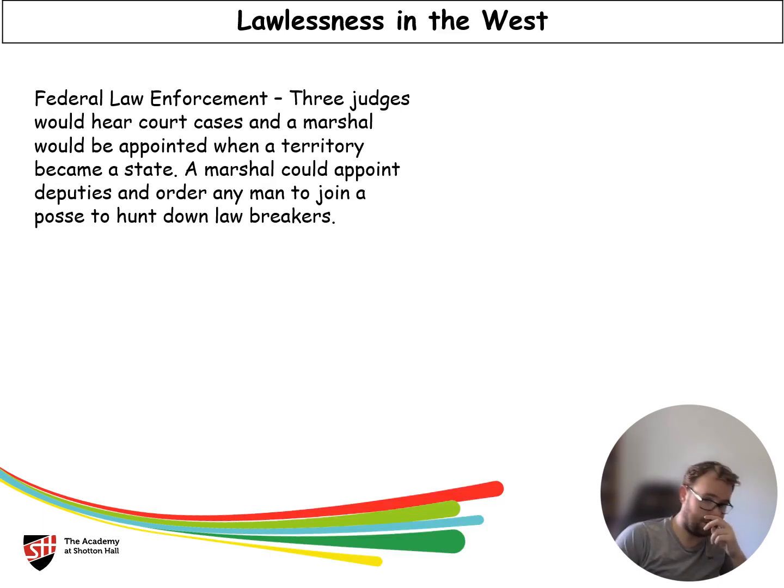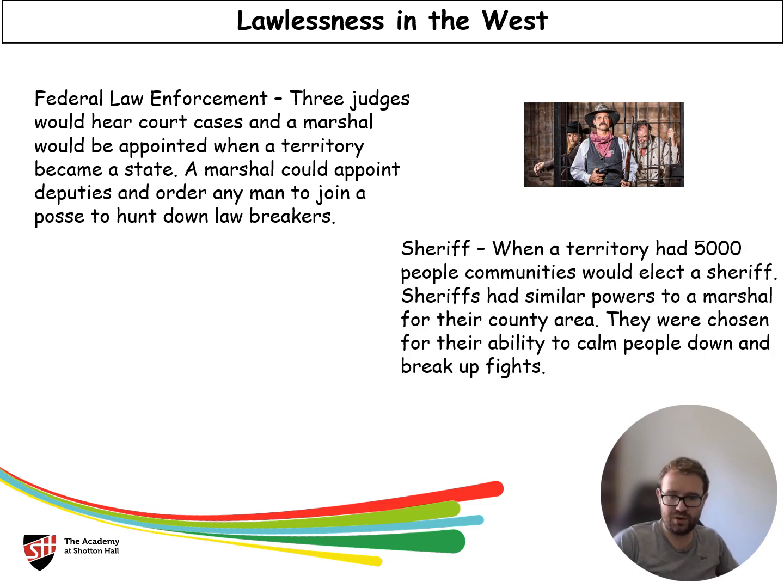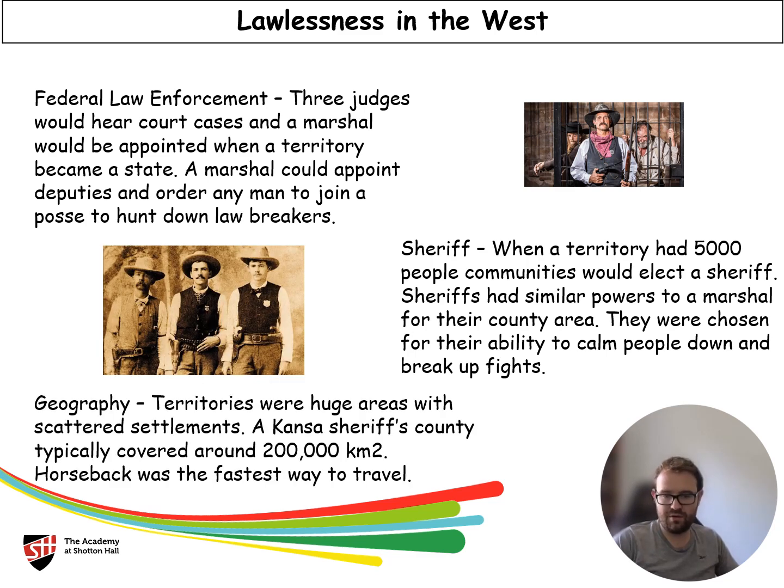And, what else? We've got federal law enforcement. So 3 judges would hear court cases, and a marshal would then be appointed when a territory became a state. A marshal could appoint deputies and order any man to join a posse to hunt down the lawbreakers. Sheriffs, when a territory had 5,000 people, you'd get a sheriff. Similar powers to a marshal for their county area. Okay, they were chosen because they could break up fights, calm people down. They're quite tough, these sheriffs.